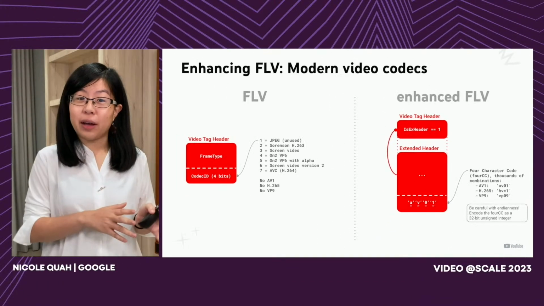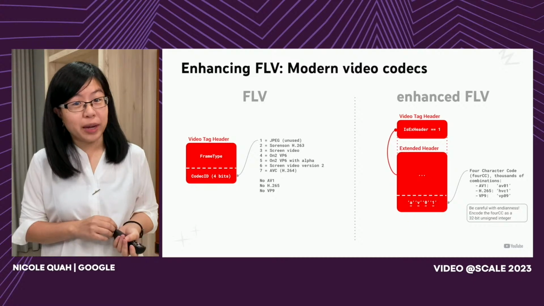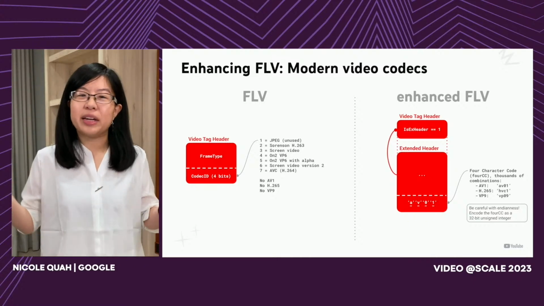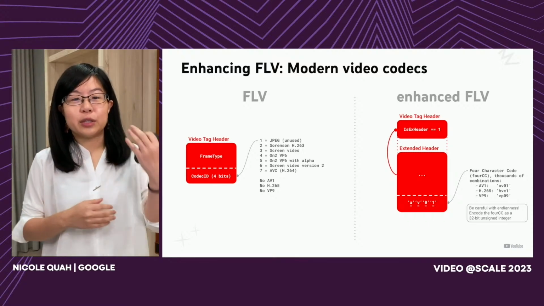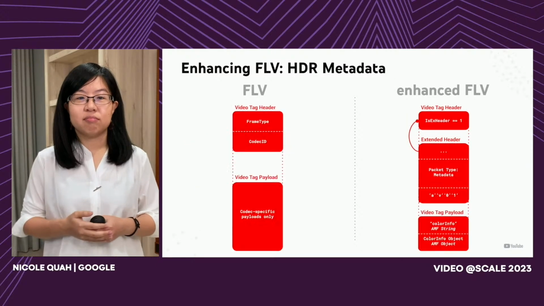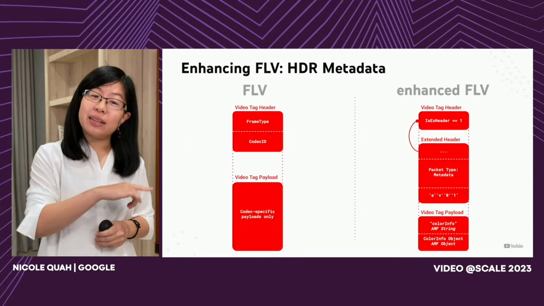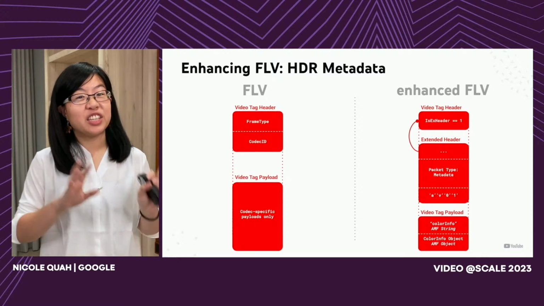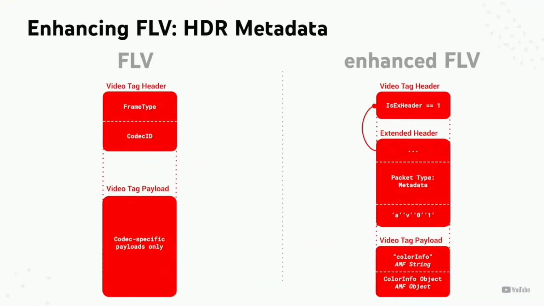Also, by specifying a new extended header format, this provides additional flexibility for any future changes where you need to possibly provide finer levels of metadata. So we added that, and then the second enhancement that was added was actually to support HDR. Within that same extended header that I mentioned just now, you can specify different packet types. And there was a new packet type called metadata, which was added.